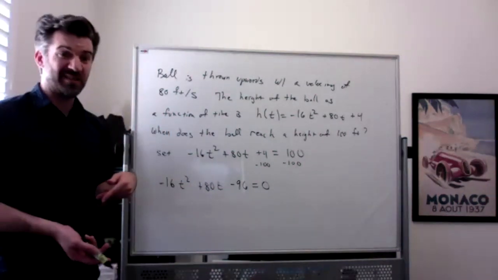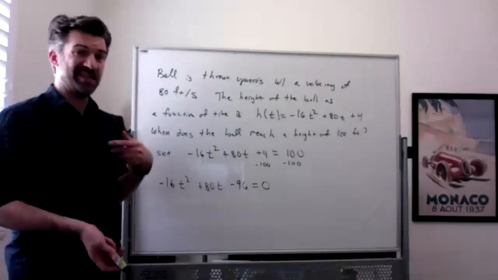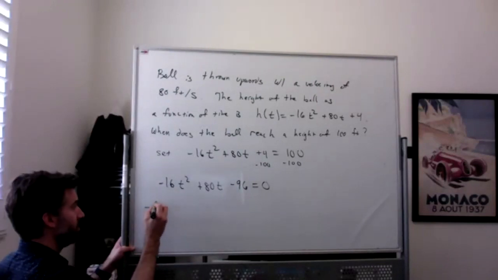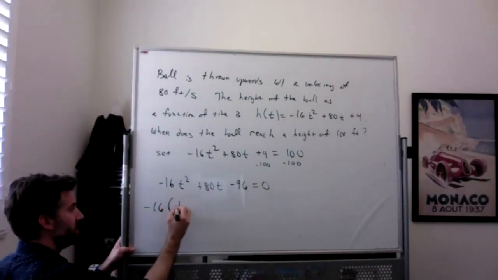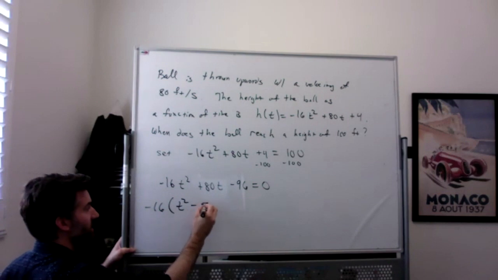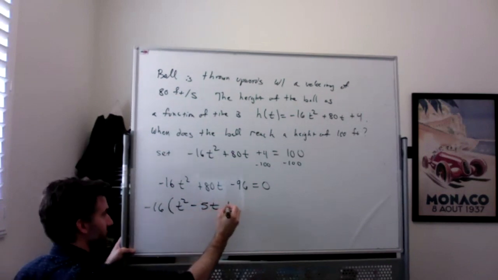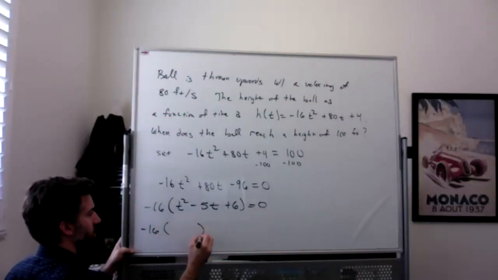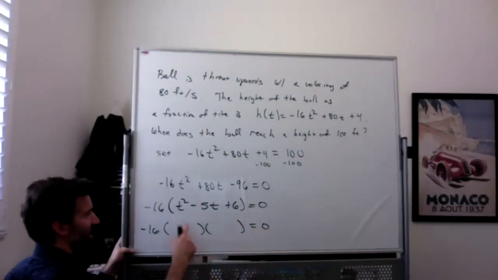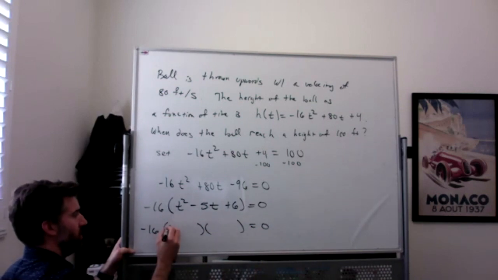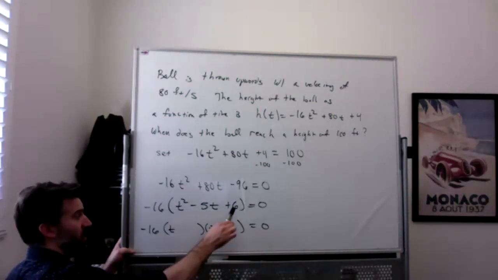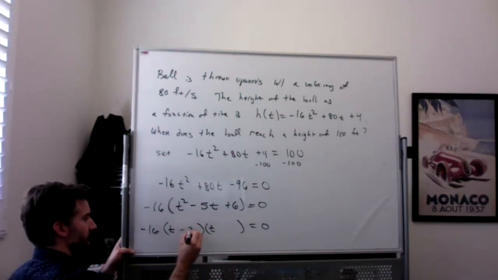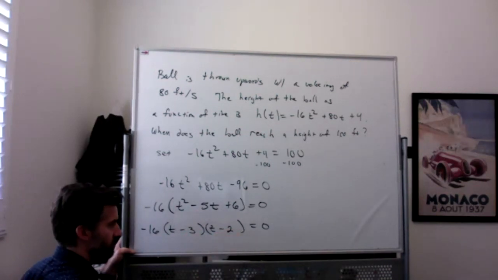80 divided by 16 is 5. 96 divided by 16 is 6. I'm actually going to factor out a negative 16. So I'm left with a t squared, left with a negative 5t, and left with a positive 6. And then I can factor this. Multiplying to the positive 6 and adding up to negative 5, so I get a negative 3 and a negative 2.